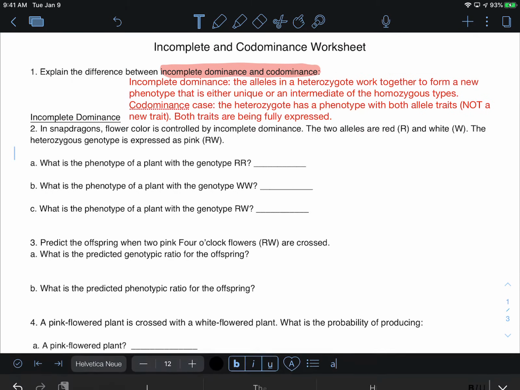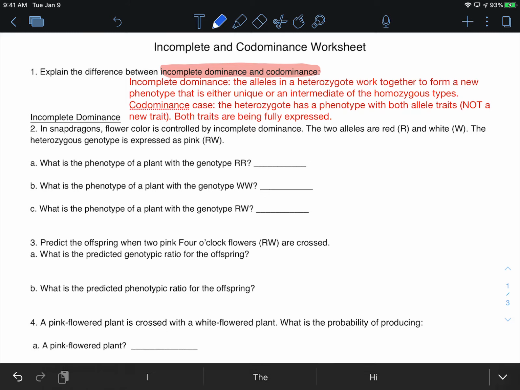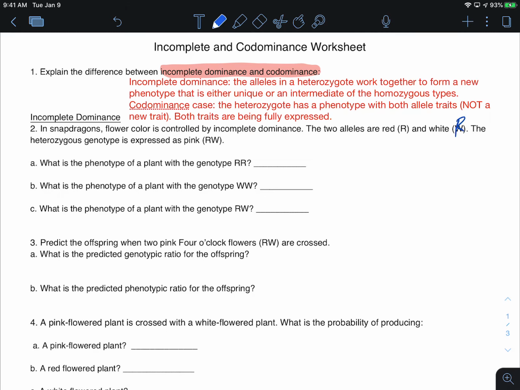Okay. So here's the classic Snapdragon problem. The worksheet creator has chosen to go with the RW notation, even though we personally like to use R and R prime. And I'm going to fix all that. Okay. You don't have a copy of this worksheet anyway, so I can do whatever I want.